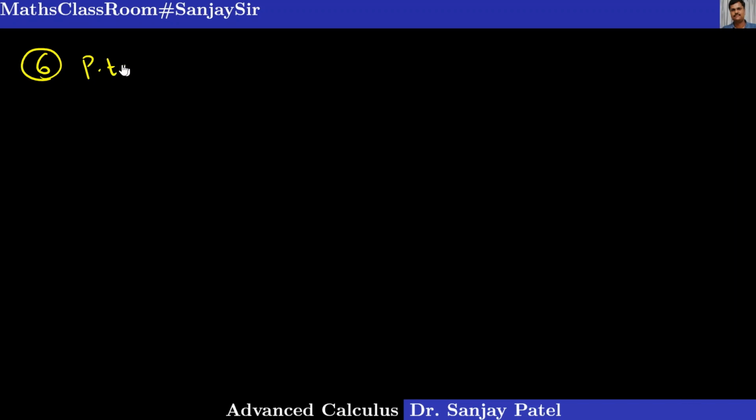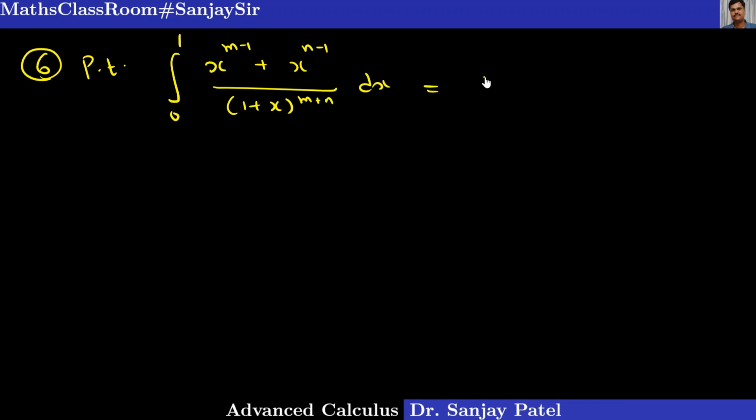Prove that the integral from 0 to 1 of (x^(m-1) + x^(n-1)) / (1+x)^(m+n) dx is equal to beta(m, n).